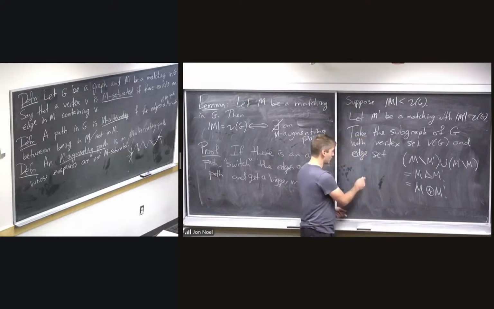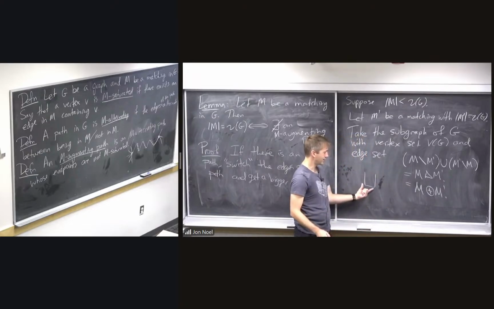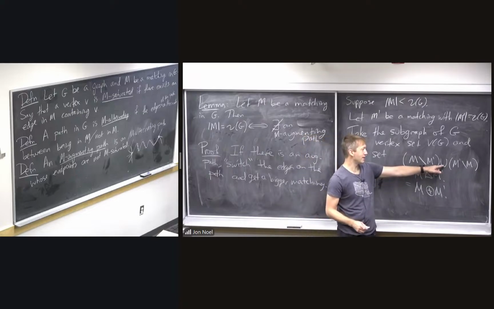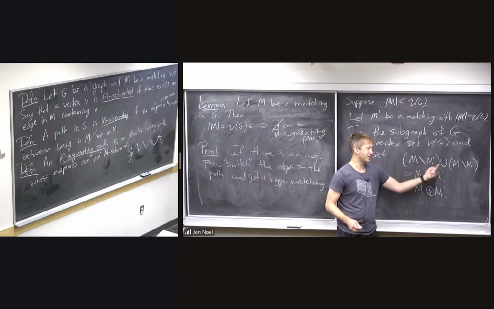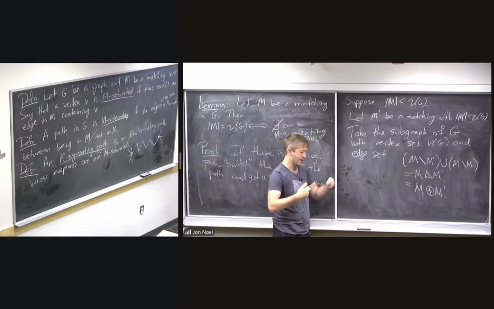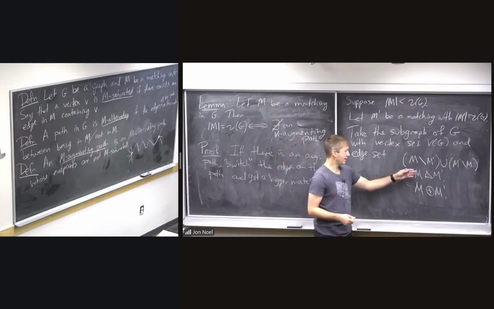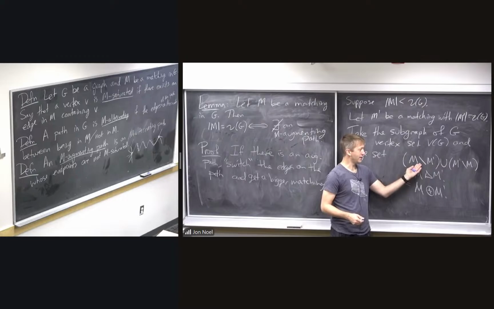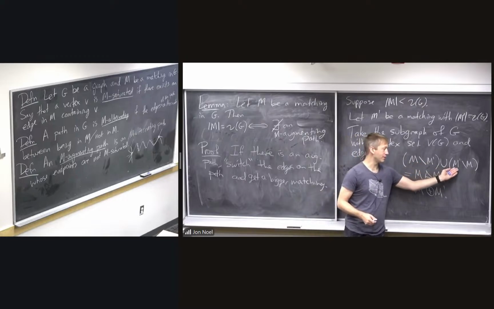A square thing would be like a disjoint union. It's not that though. In some sense, this is a disjoint union because these sets are disjoint, so you could put a square bracket there if you wanted, but usually the square bracket conveys that you're taking a union and the sets are disjoint. Anyway, it's this set: take the things that are in M and not in M prime, and the things that are in M prime and not in M.